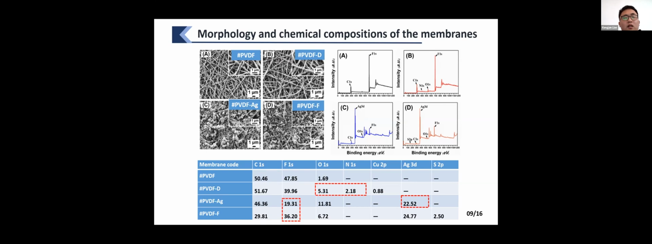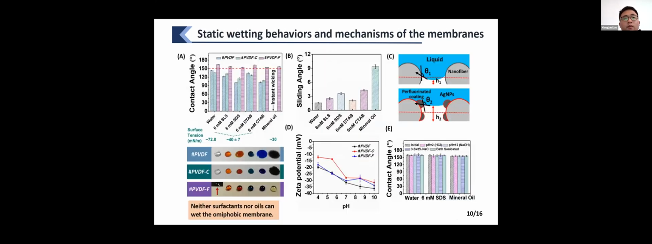Correspondingly, the surface chemical compositions of the membranes were analyzed by XPS, as shown in the figure. Compared to the original PVDF membrane, additional nitrogen and oxygen peaks appear on the dopamine-activated membrane, and silicon peaks appear on the silica-deposited membrane, and the enhanced fluorine peak indicates successful grafting. These results prove that we have successfully modified the membrane.